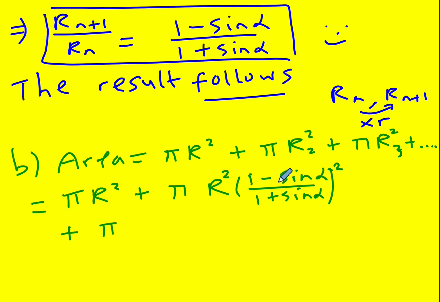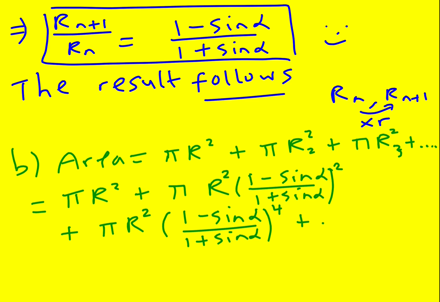The next one in the sequence is that whatever the radius was, it was r times this fraction. You would then times by the fraction again. And so if you're squaring that, the radius would be r times this fraction squared. So when you square that radius, you're going to get r squared, and you're going to get 1 minus sine alpha over 1 plus sine alpha. Now, when you square the square of something, we're going to get to the power 4. And that is how it's going to continue.